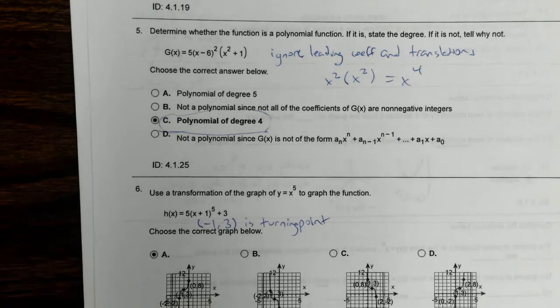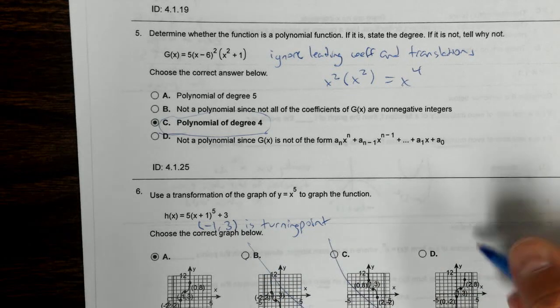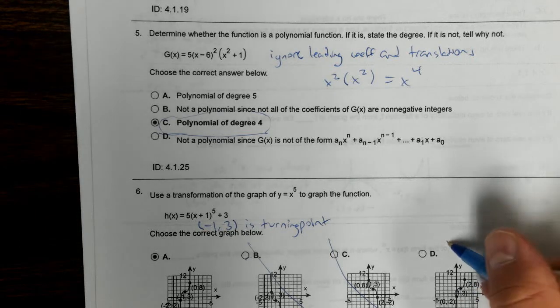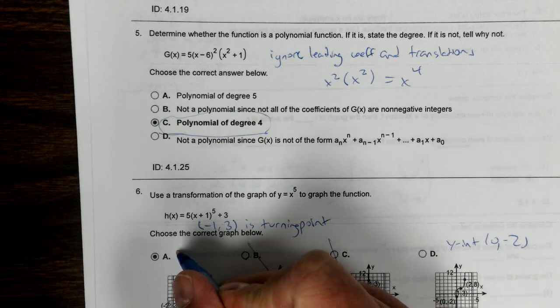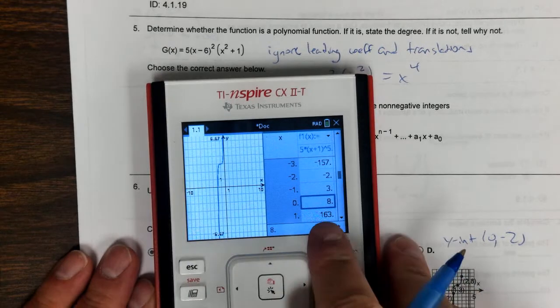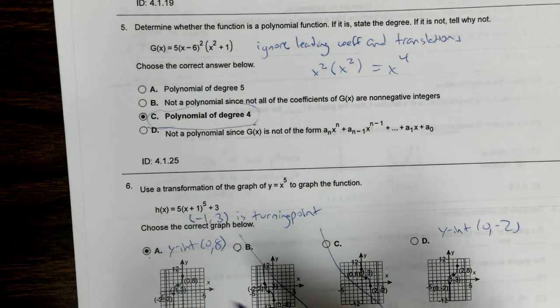Now, if you need to compare graphs, it's not slanting down, and this one has y-int that's 0, -2, and this one has y-int that's 0, 8. So look at your table, and you want the one with 0, 8. So that's what we want.